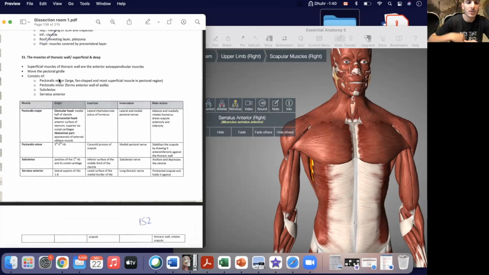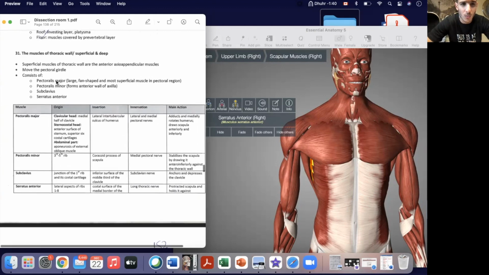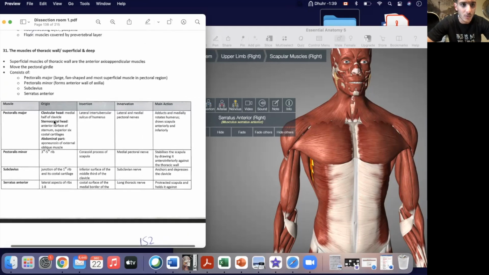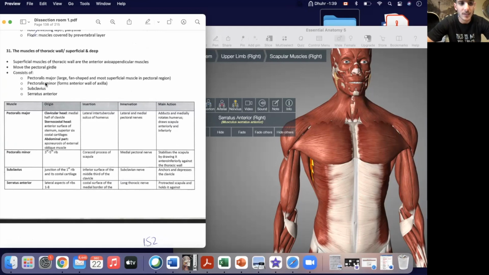Okay, so the superficial muscles of the thorax, what they're mainly required for is they move the pectoral girdle, and they also help protect the thorax and mainly the organs that are found within the thorax. So let's just dive into it. They mainly consist of the Pectoralis Major, the minor, the subclavius, and the Serratus Anterior.